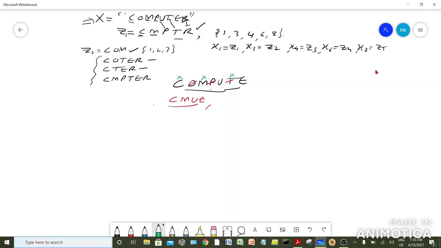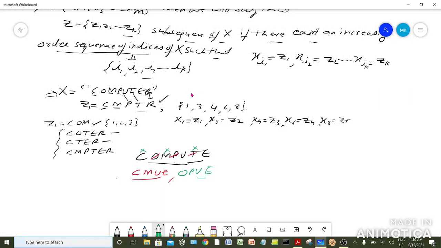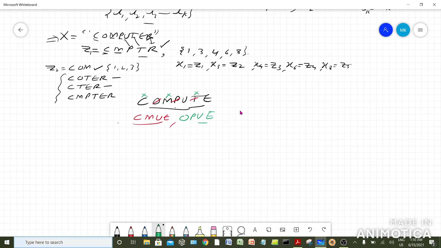Delete these three, marked as green. So the remaining ones are subsequences. Which ones are they? O, then P, then U and then E. Fine. So these are also subsequences for the word computer. So you may follow any of these definitions. The first one is a bit technical, and I think you must concentrate upon the first definition. The second one is the simple one. Okay, so both are correct.